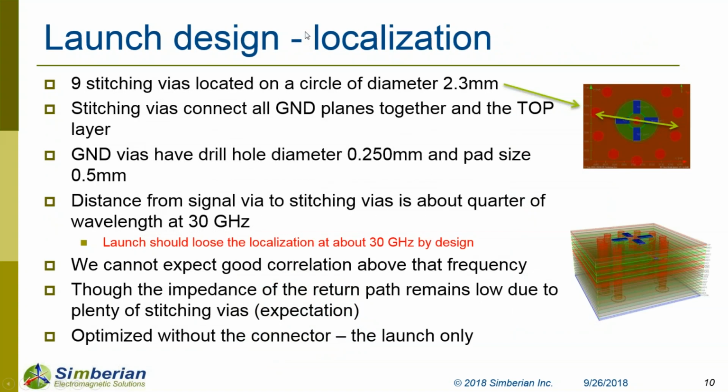So in our case, the launch was designed for 2.92 millimeter or 2.4 millimeter connectors. We have put 9 stitching vias. They connect all the ground planes. We have specified the drill hole diameter and the pad size for the signal via and the ground vias. And we estimate that this launch, by its design, that is the distance between the signal via and the stitching via, when the frequency comes close to the quarter wavelength, is probably going to lose localization. But we have plenty of stitching vias, and we expect the return path to remain low. This launch is optimized without the connector. It's also important to notice that if we want to push beyond 30 or 40 gigahertz, we should probably include a connector in this model also.